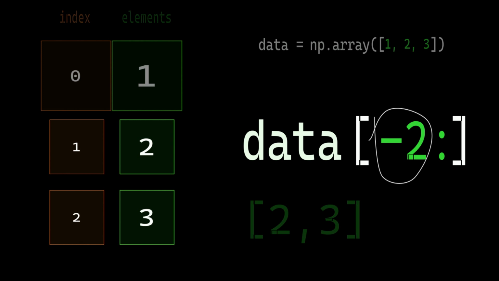Negative indexing combined with slicing is a very powerful tool that allows us to work with elements from the end of an array without needing to know its length explicitly.